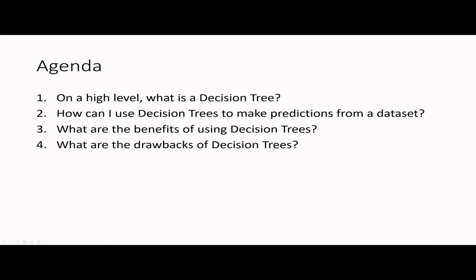For this topic, I want to answer the following. Number 1, on a high level, what is a decision tree? Number 2, how can I use decision trees to make predictions from a dataset? Number 3, what are the benefits of using decision trees? And finally, number 4, what are the drawbacks of using decision trees?